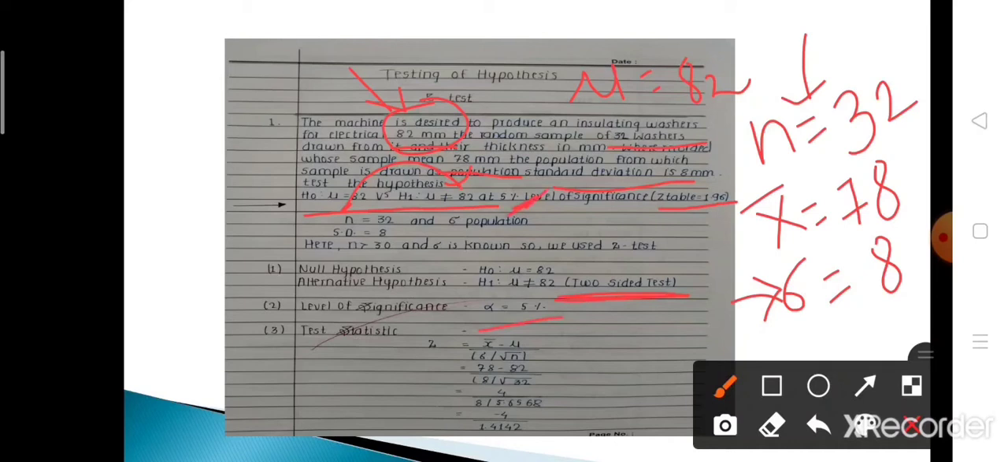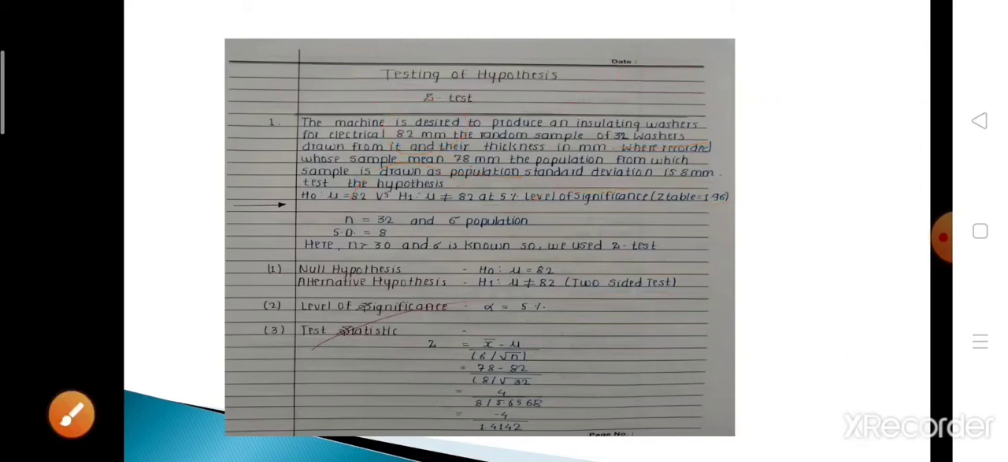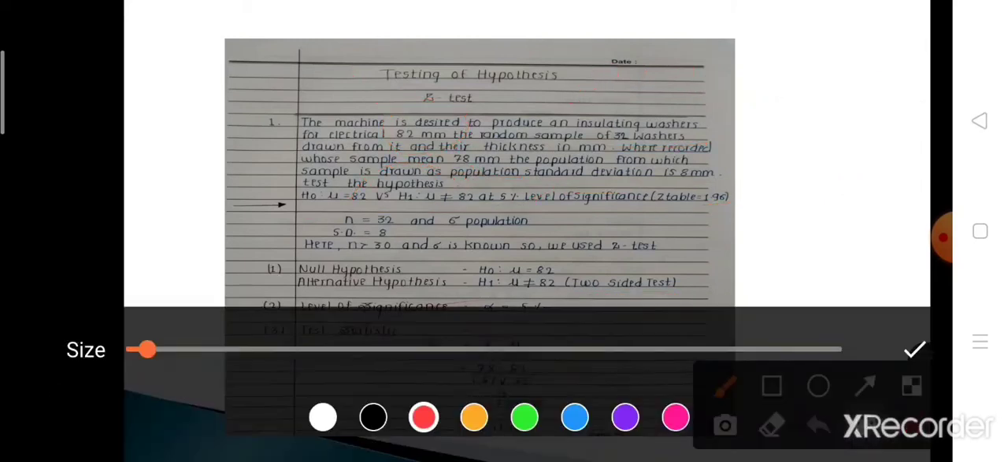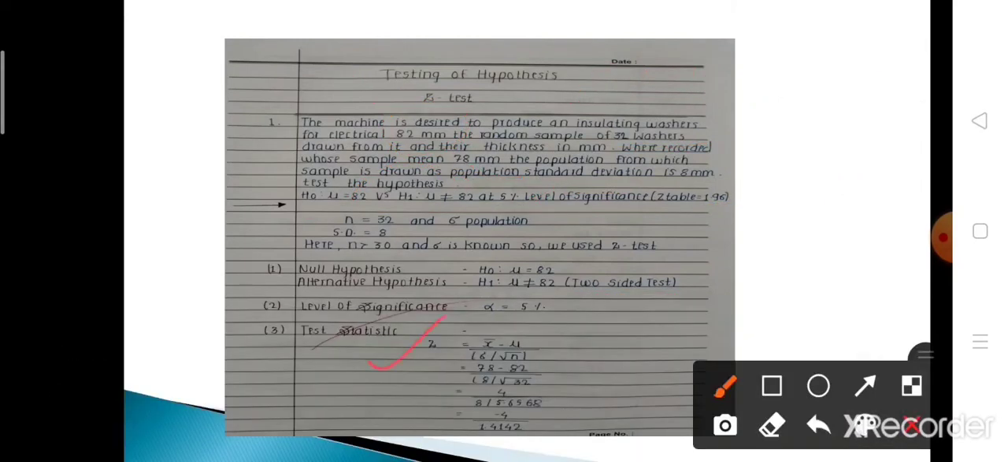So what is the formula for finding the value of the test statistic for the Z test? The formula is Z is equal to x bar minus mu upon sigma upon root n. Plug all the values of x bar, mu, sigma and n in the formula. What is the value of x bar? 78. Mu is 82. Under H0, what is the value of mu? 82. Now sigma is 8 and n is equal to 32.